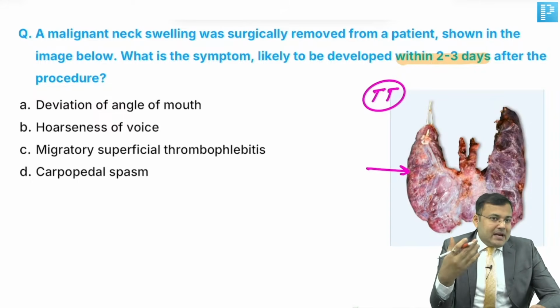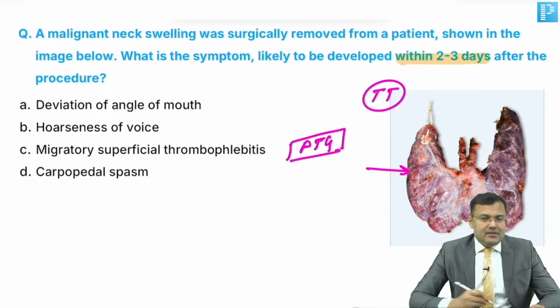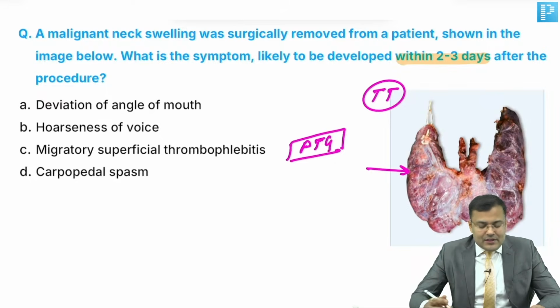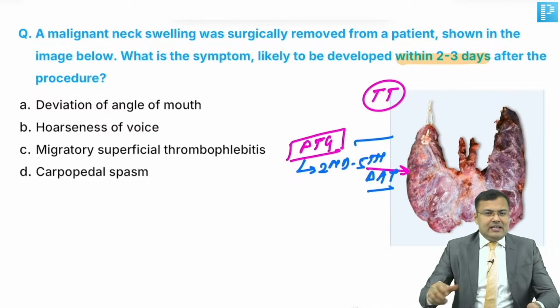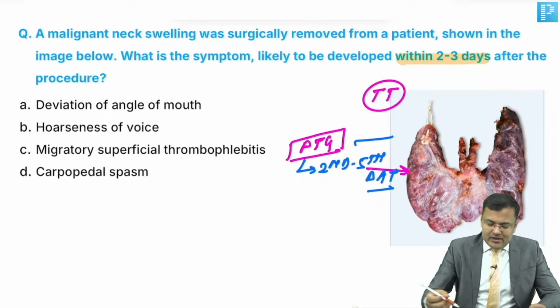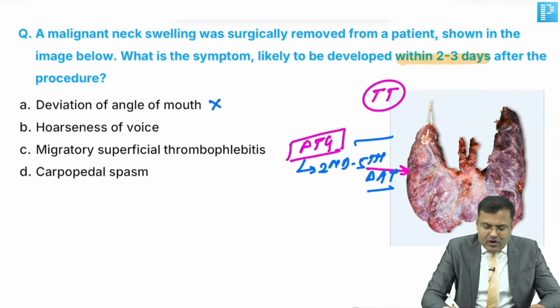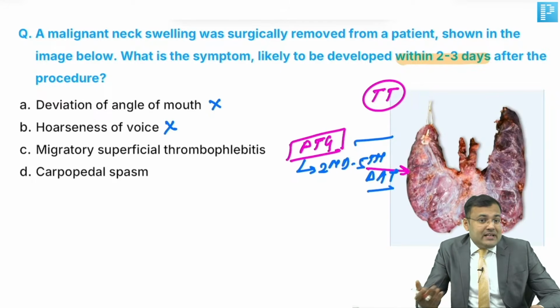Whenever there is total thyroidectomy, if you are going to ligate the inferior thyroid artery away from the thyroid, in that case there might be vascular infarction of the parathyroid gland, and because of this, there is parathyroid insufficiency. Question, on which day? 2nd to 5th day. And since there is parathyroid insufficiency, the patient is going to develop signs and symptoms of hypocalcemia, that's carpopedal spasm, tetany, on the 2nd to 5th day.